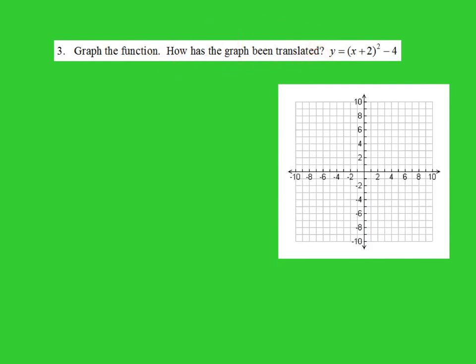So that's asking, did it move up or down? Did it move left or right? Did I stretch it? Did I compress it? Did it flip? What's going on with this thing? So we look at what form we have, and given this problem, we've been given vertex form again. So again, we start with our vertex.